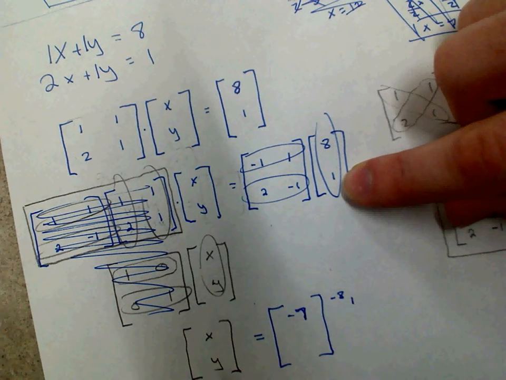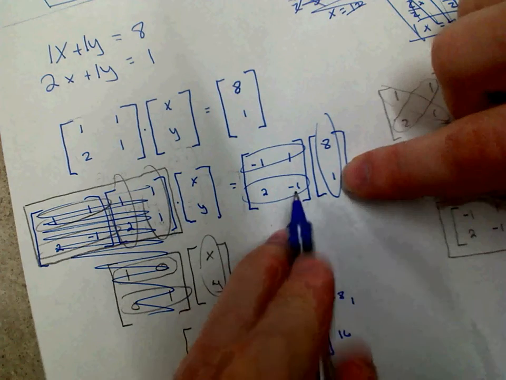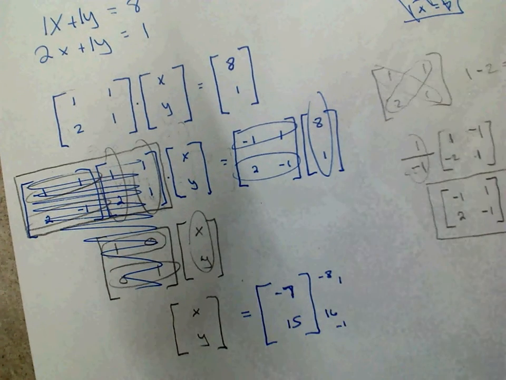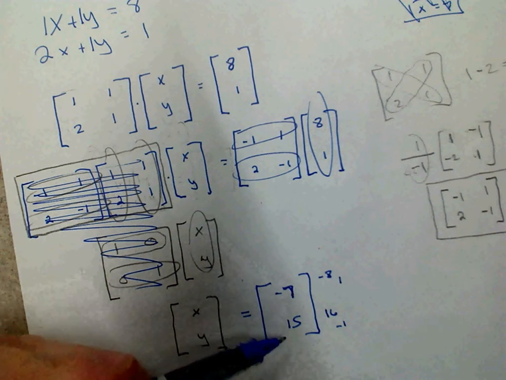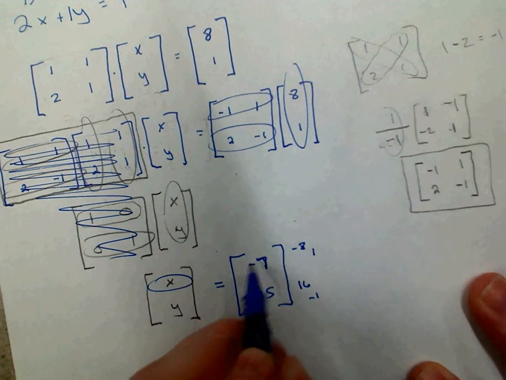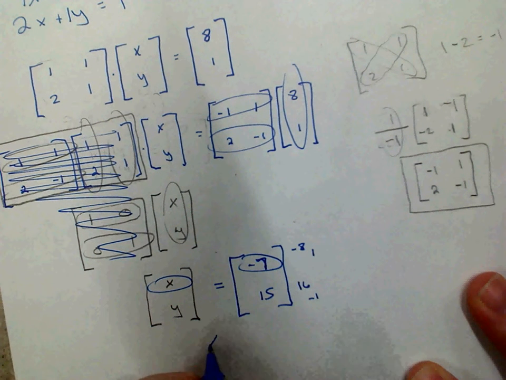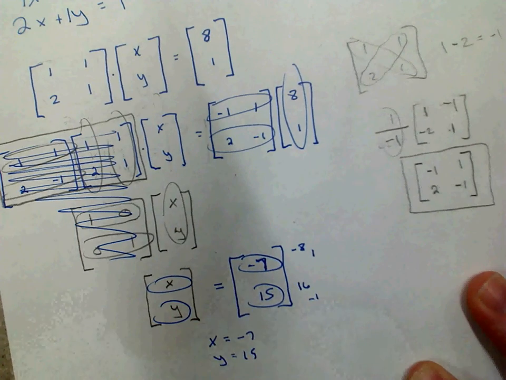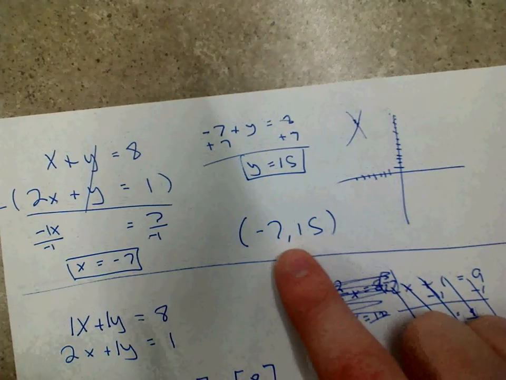And then 2 times 8 is 16. Negative 1 times 1 is negative 1. 16 minus 1 is 15. And so basically, I get matrix xy is equal to negative 7 and 15. So by correlating the corresponding parts here, I see that x must be negative 7, and y must be 15, which if I look back up to what I had by solving by elimination, I see negative 7 and 15.